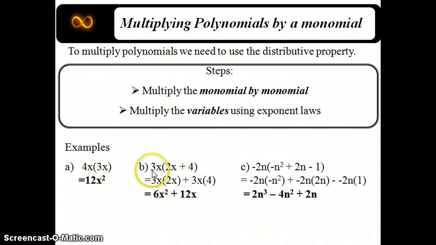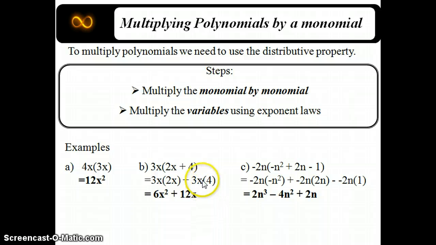The next question, same thing, we distribute the 3x into the brackets twice. 3 times 2 is 6. X to the power of 1 multiplied by x to the power of 1. Bases are the same, they're both x's, so we add the exponents to get x to the power of 2. Now we take 3x and we multiply it by 4, and we go 3 times 4, which is 12, and x to the power of 1.